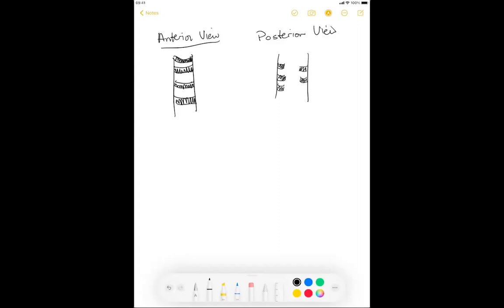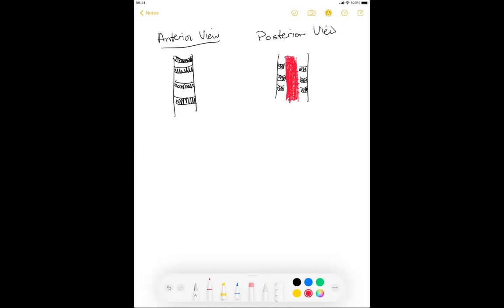What's in between those incomplete rings of cartilage is a layer of smooth muscle. This layer of smooth muscle is not striated, because it's smooth muscle. And so the posterior part of the trachea is not rigid like the rest of the trachea.